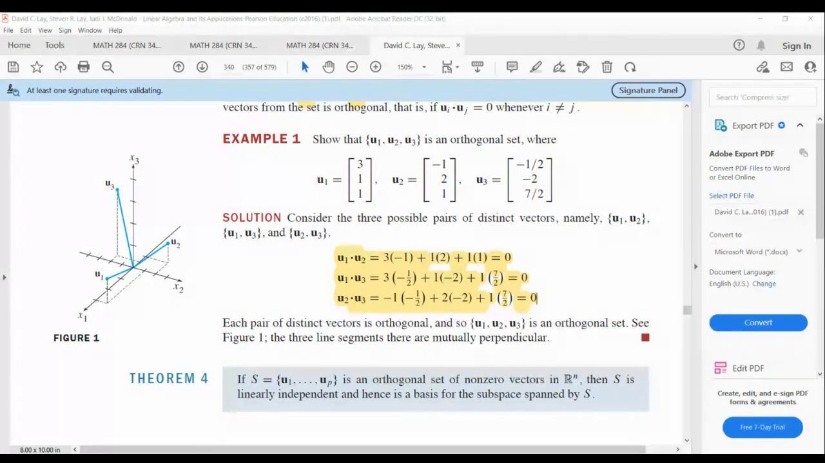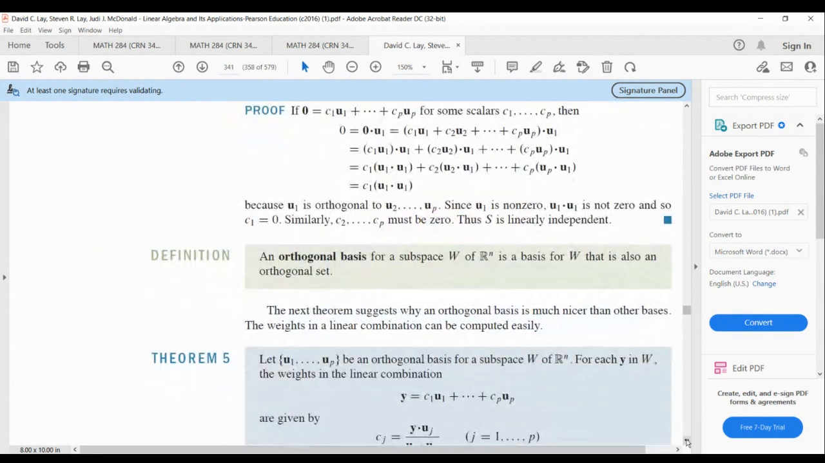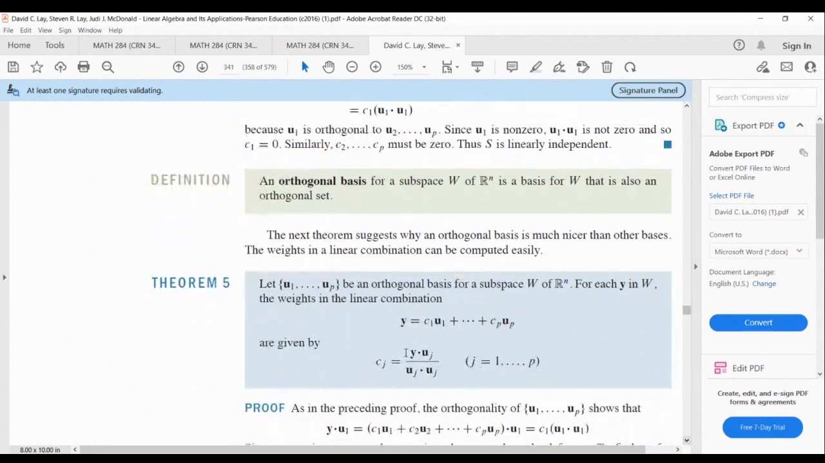Are there any questions on that? All right, well, let's proceed. Theorem 5 is certainly an important theorem.